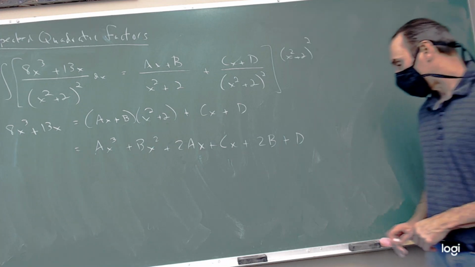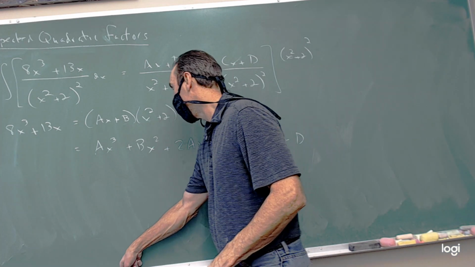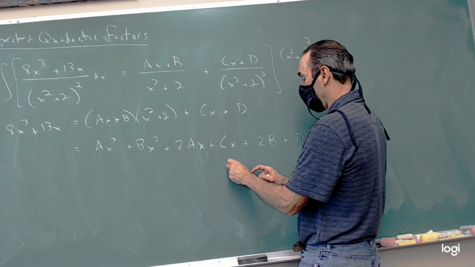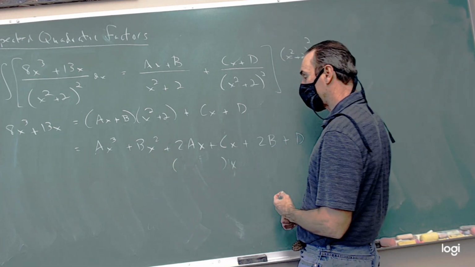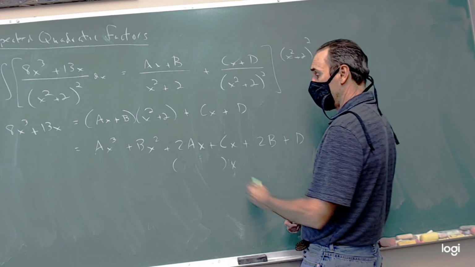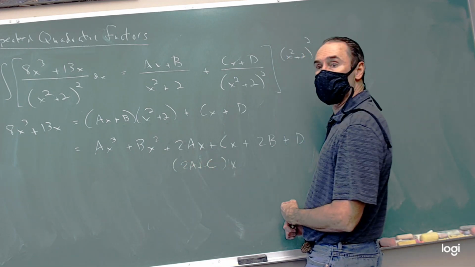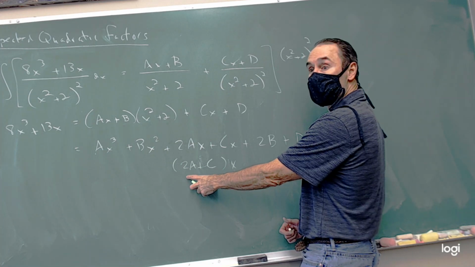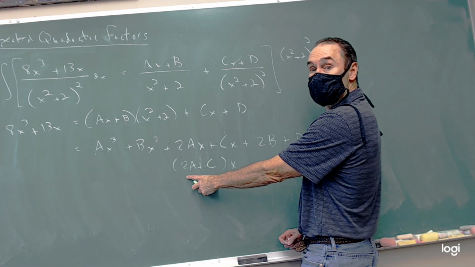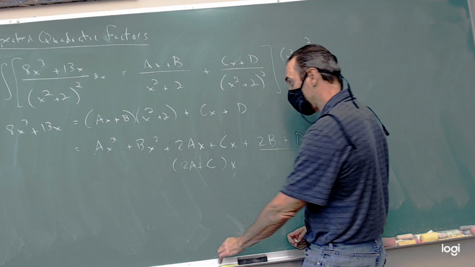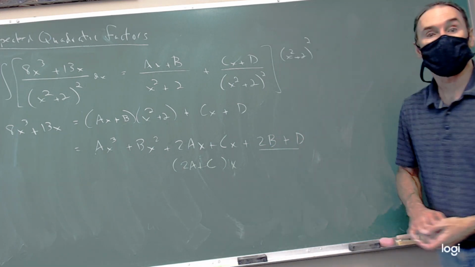So what we're going to do is we'll look at these two terms that have that x in it, and we're going to factor out the x, which will leave us with 2a plus c. So we have a coefficient of x that's 2a plus c. And then all of this stuff is our constant. The 2b plus d has no x in it at all.